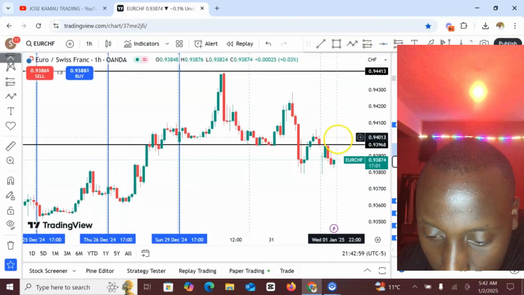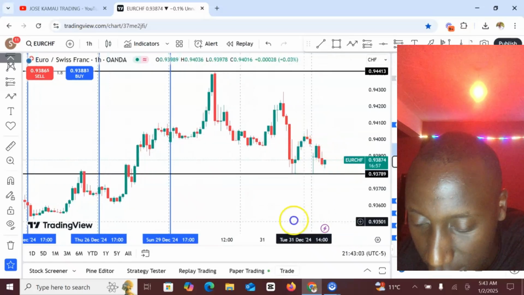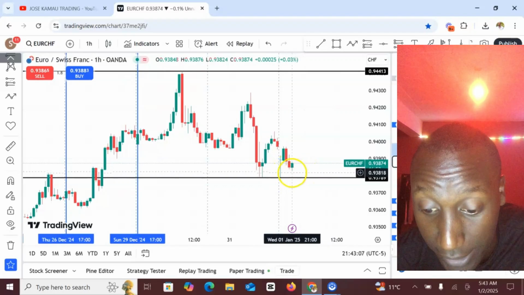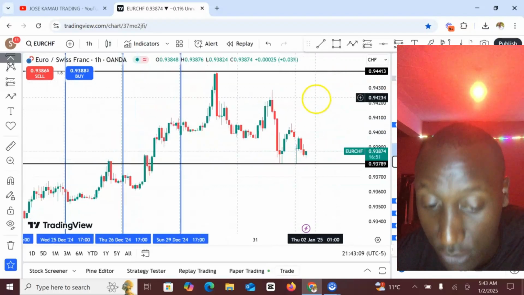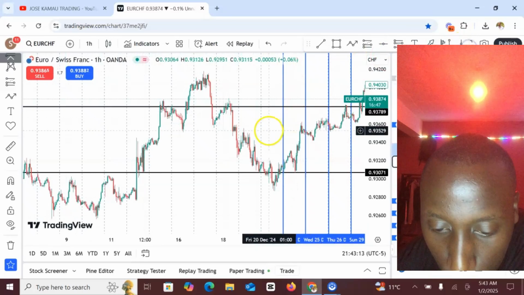Tuesday breaks out, closes back inside of the range. So on Wednesday, it's still forming, but there's a very high probability price might buy. And that is what I would be looking to do. Let's go a bit further and look at more examples.